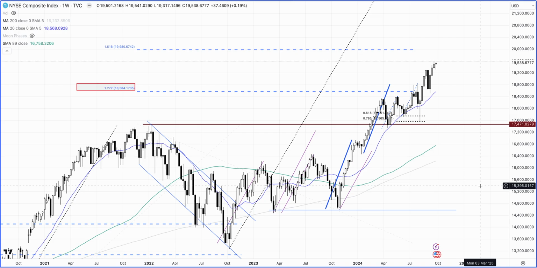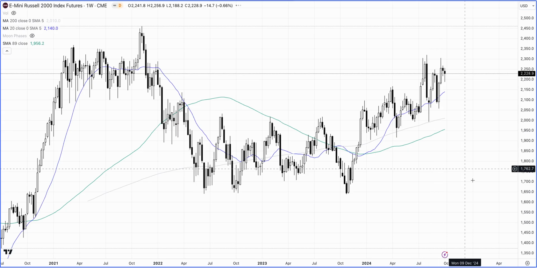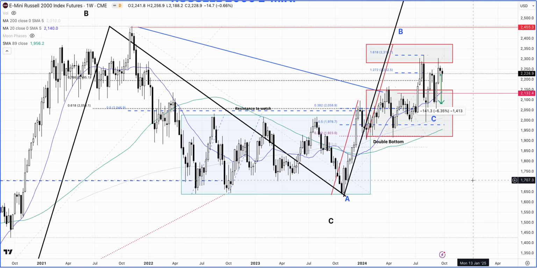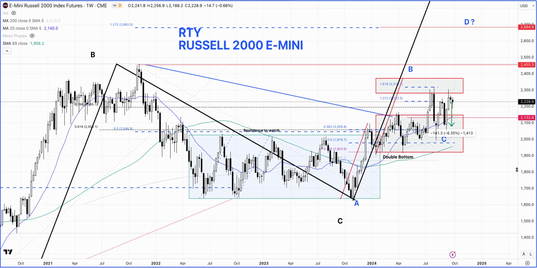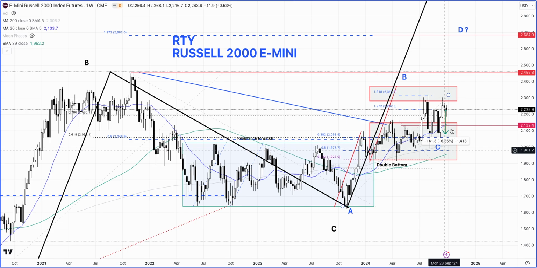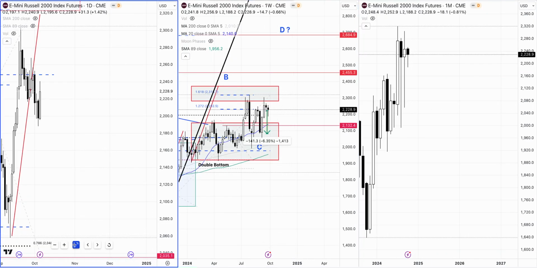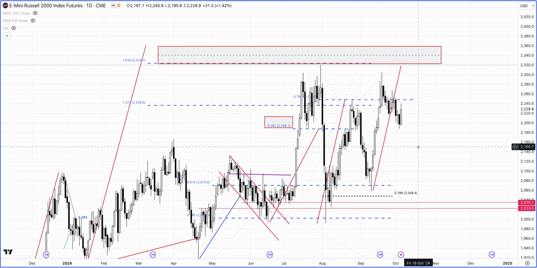Okay, now Russell 2000 from the futures perspective. Let's see what it did last week. Yeah, so I think this is where the small caps are struggling a little bit. I think they're likely to struggle for some time, especially, let me move down to the daily chart. Here we go. So on the daily chart, last Friday, actually, they tried to do a little bit better.